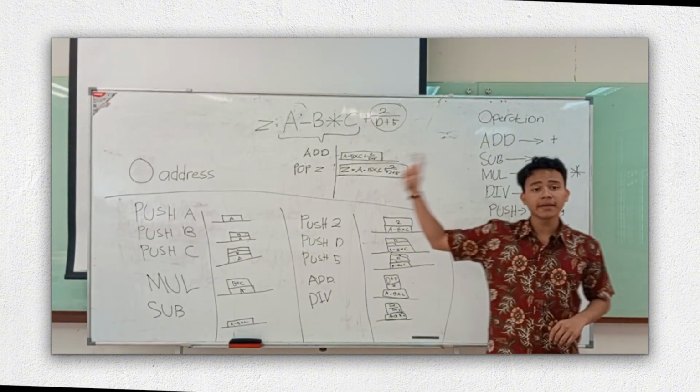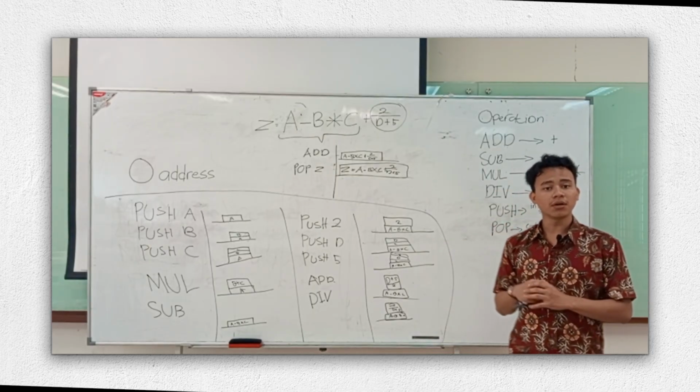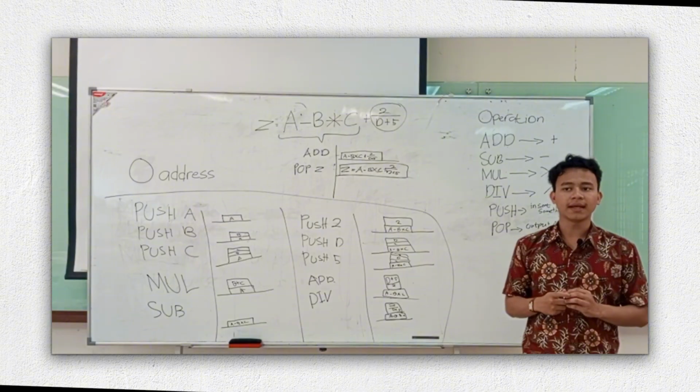To understand the flow of zero address, we have to know how to deal with last in, first out.